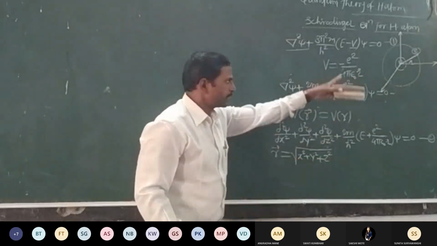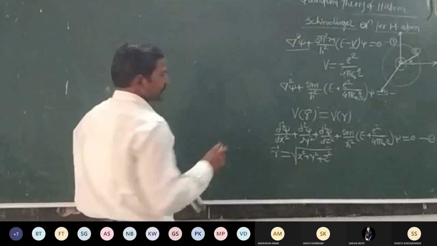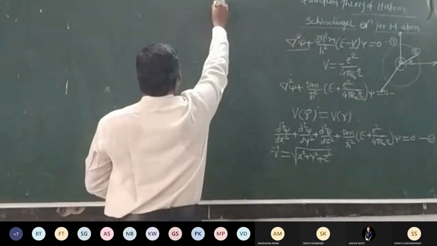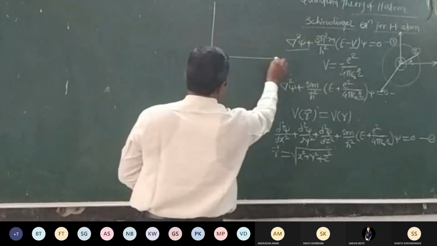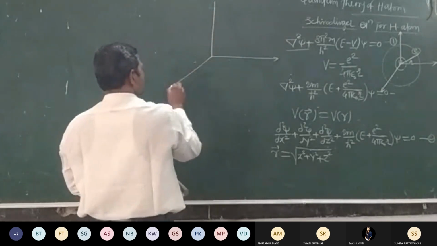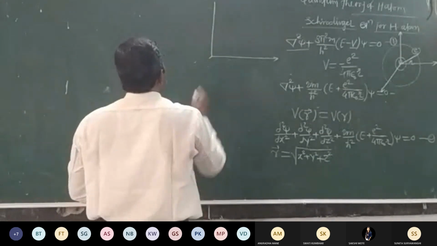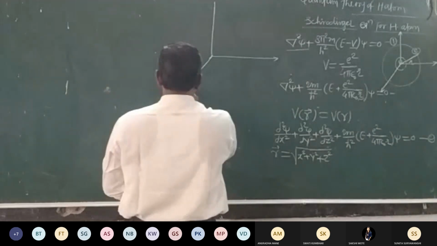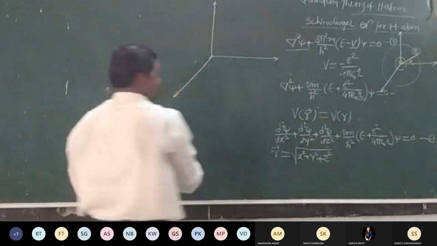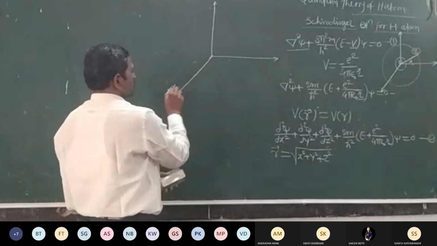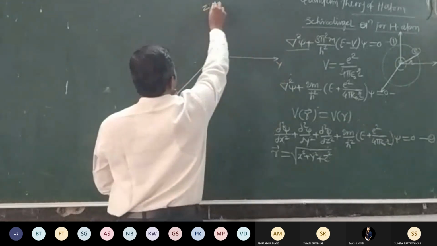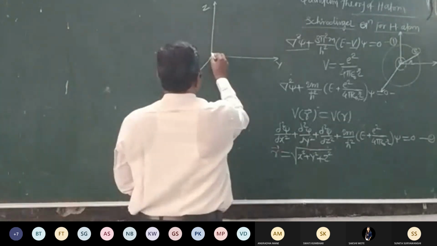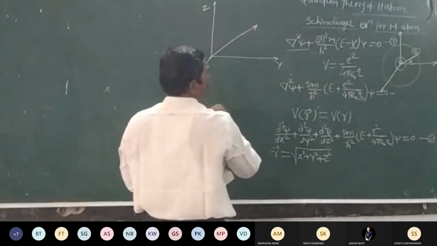Now I draw the three-dimensional axis. Here I have to consider that this is the x-axis, this is the y-axis, and this one is the z-axis. And let my radius vector be along this direction.